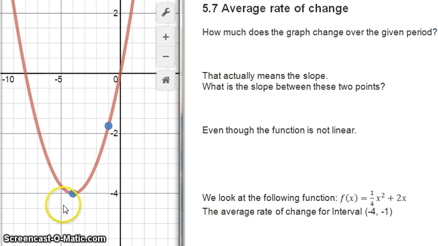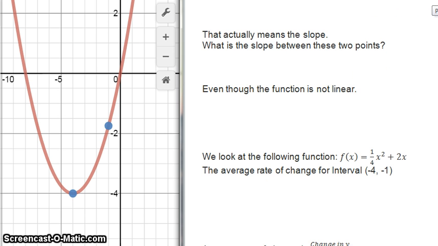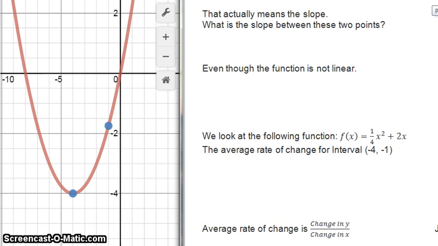We're not looking at every point in between, we're just looking at the start and the end of our interval. So we're just looking at -4 and -1. We're calling this the average rate of change because it's changing in a function that's not linear. The average rate of change is calculated by the change in y over the change in x.